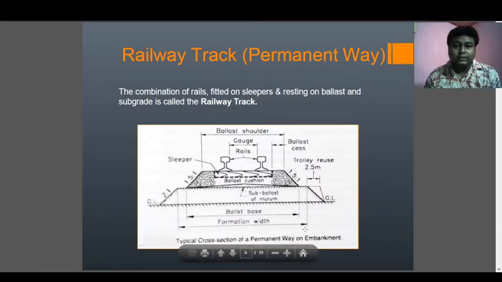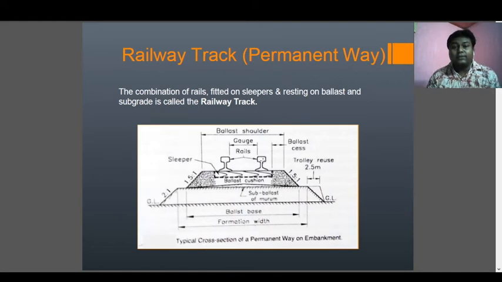If you see the diagram, you can easily see this. This one is the rail. Rails are basically the steel provided in the longitudinal direction, along the length, and above which the trains move. The gap between the inner parts of the two rails is known as the gauge. Now, as I discussed, the gauge width is different for different types of areas. So you understand about the rail.